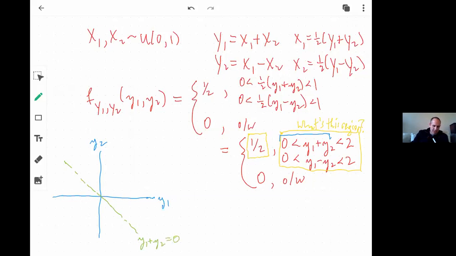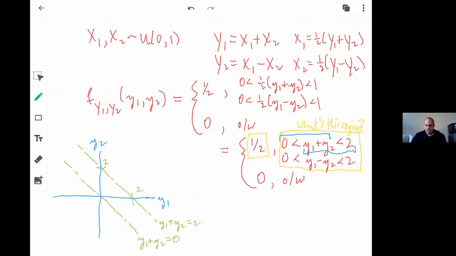Okay, and then if I go back over into here and I say, well, what about the upper limit of this region? Well, that's y1 plus y2 equals 2, which is the same thing as y2 equals 2 minus y1. All right, so that's a parallel line like this. So this is y1 plus y2 equals 2. Where do these things intersect? Well, at 2 and at 2.